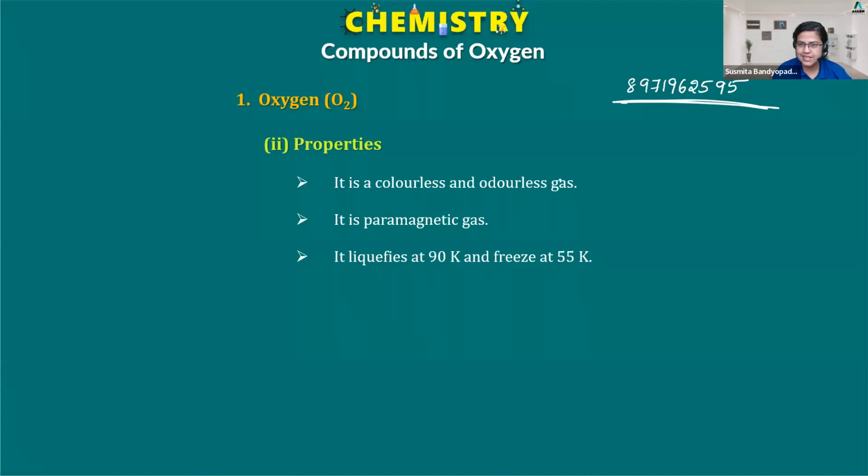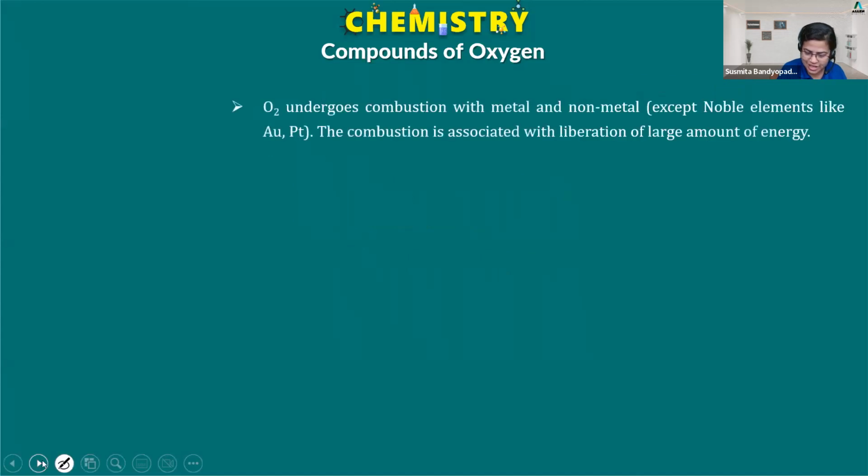Colorless gas. Why is it paramagnetic? I can't see it paramagnetic. Which chapter should we go to if we want to see it paramagnetic? Which theory should we apply? Very good. Very good. MOT. We should draw its molecular orbital diagram and then you can find it paramagnetic in nature. Very good.